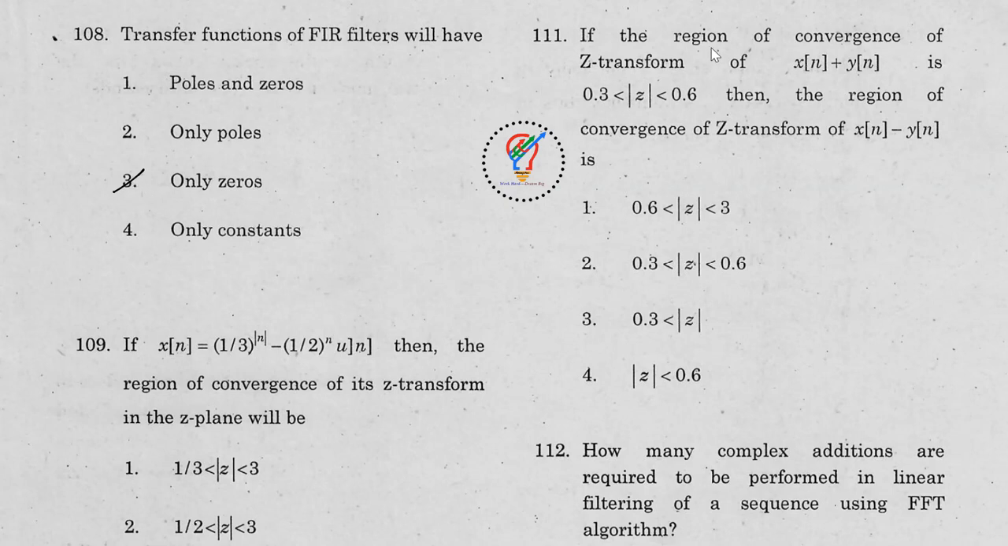Next question. If the region of convergence of the Z transform of x of n plus y of n is in the range of 0.3 and 0.6, then what is the region of convergence of the Z transform of x of n minus y of n? The region of convergence will not change if you perform both operations. So the answer will be 0.3 less than Z less than 0.6 here.